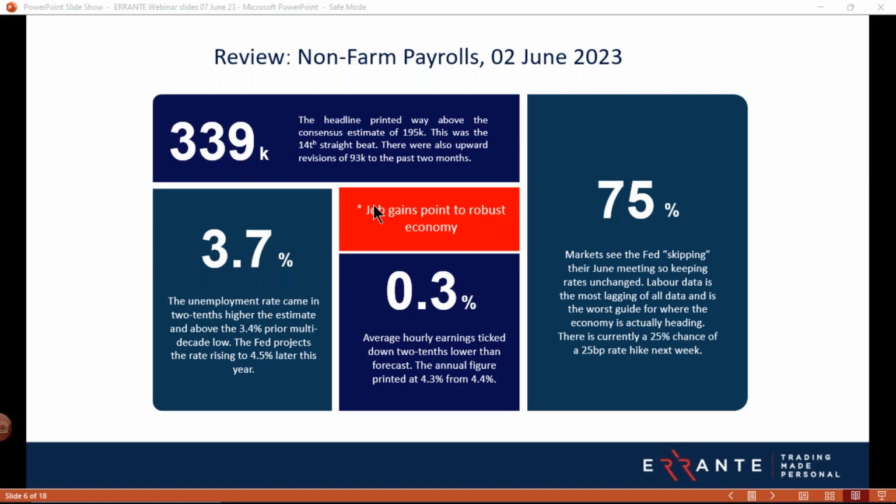339,000 jobs added in May, well above the 195,000 consensus expectation, and even the top of the range, which was around 250, I think. Upward revisions, as you can see on this graphic, over the last 2 months total 93,000, really underscoring the strength of job creation. But there is a caveat. The employment payrolls increase was at odds with a significant increase in the unemployment rate. That went from 3.4%, which is admittedly a multi-decade low, but jumped up to 3.7%.